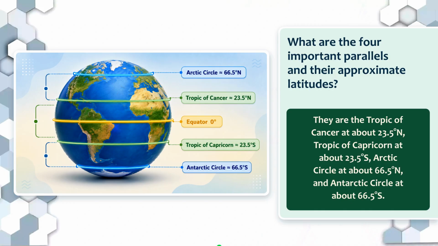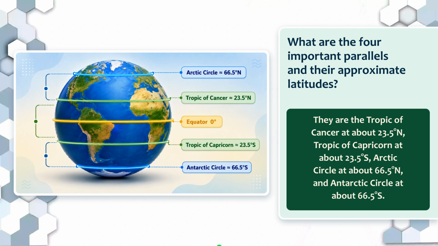What are the 4 important parallels and their approximate latitudes? The paired diagram supplies the complete list. They are the Tropic of Cancer at about 23.5 degrees N, Tropic of Capricorn at about 23.5 degrees S, Arctic Circle at about 66.5 degrees N, and Antarctic Circle at about 66.5 degrees S. The equator at 0 degrees lies between the pairs.